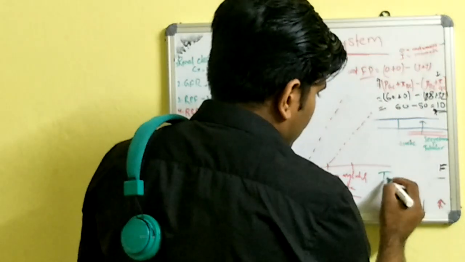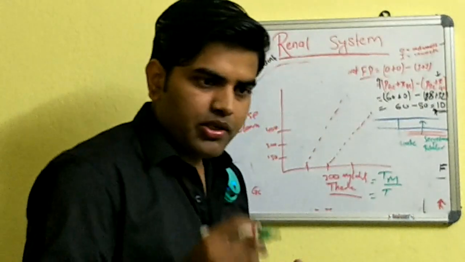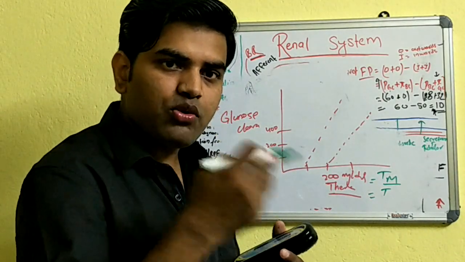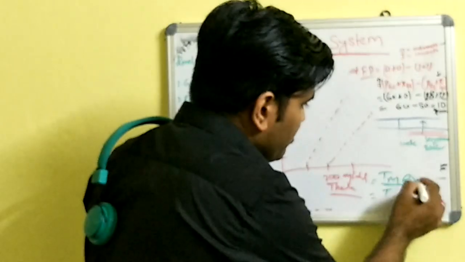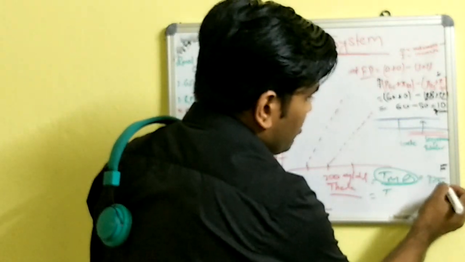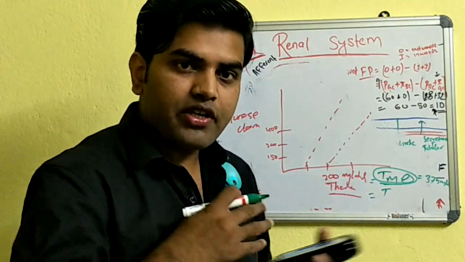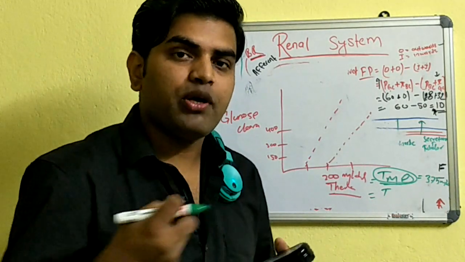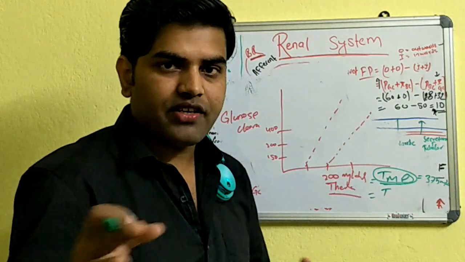Now there is one more thing we have to understand, that is Tm. One is threshold and another is Tm. Tm is the maximum saturation of all the glucose transporters. There is a sodium glucose co-transporter in the PCT. If all receptors are saturated, that point is called Tm, where 375 milligram per minute of glucose is absorbed when all receptors get saturated. Any glucose level above this will be excreted.